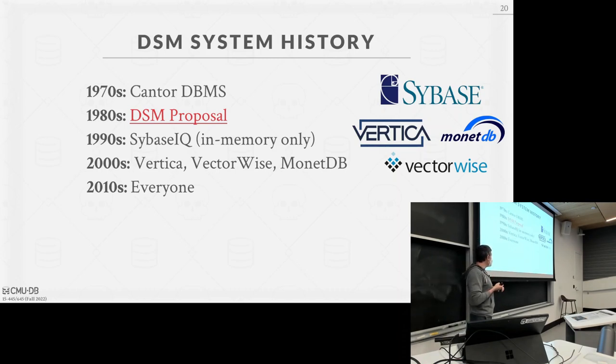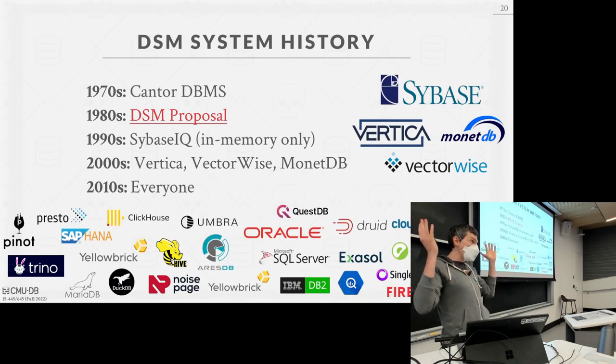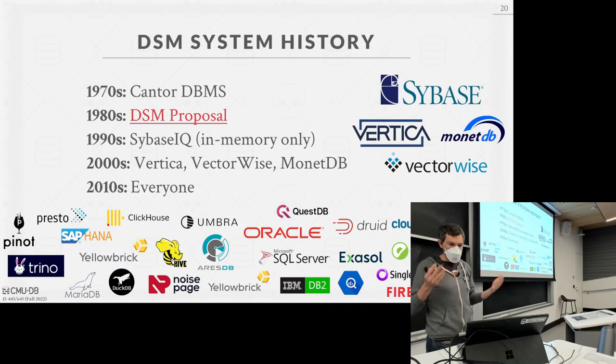And then MonetDB was an academic system, but is open source, out of the Netherlands. And actually the founder of MonetDB died a few months ago. But now by the 2010s, 2020s, this is super common. Pretty much anybody today, if you're saying you're building an OLAP system or data warehouse or a high performance analytical system, it has to be a column store because the benefits are so significant.